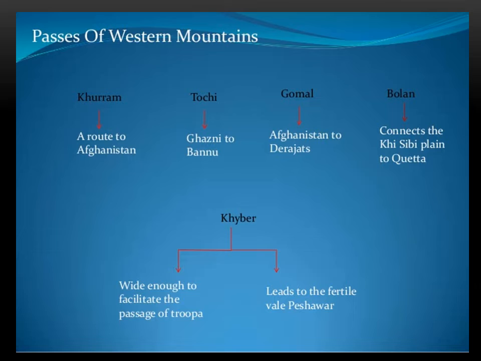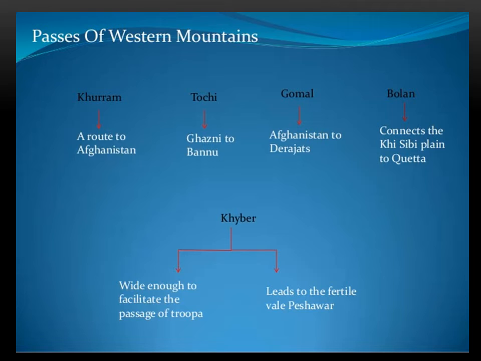Let me tell you about the passes of the Western Mountains. The passes through the Western Mountains are of special geographical and historic interest. Here you have figure 1.27. The figure 1.27 will give you an image of the passes through the Western Mountains. Here you have Khyber, Kuram, Tochi, Gomal, and Bolan.